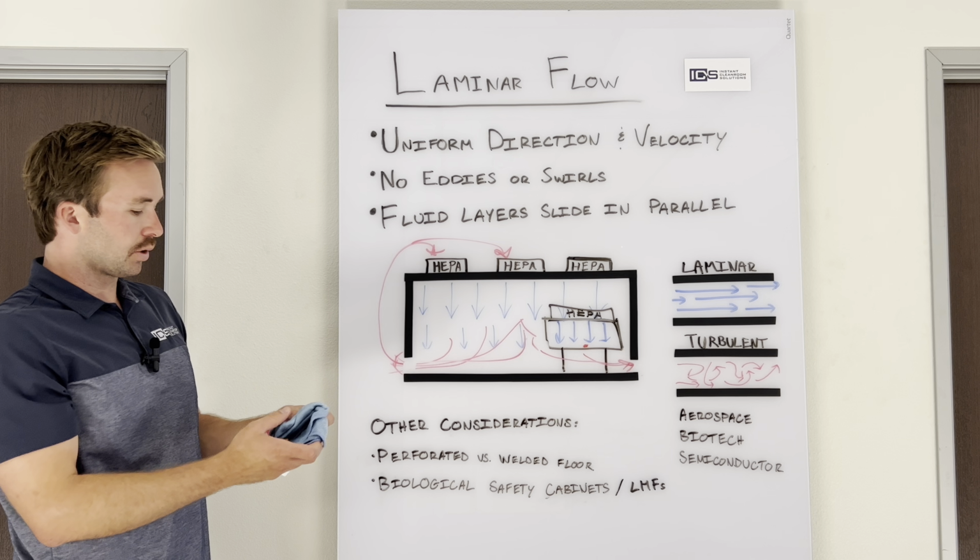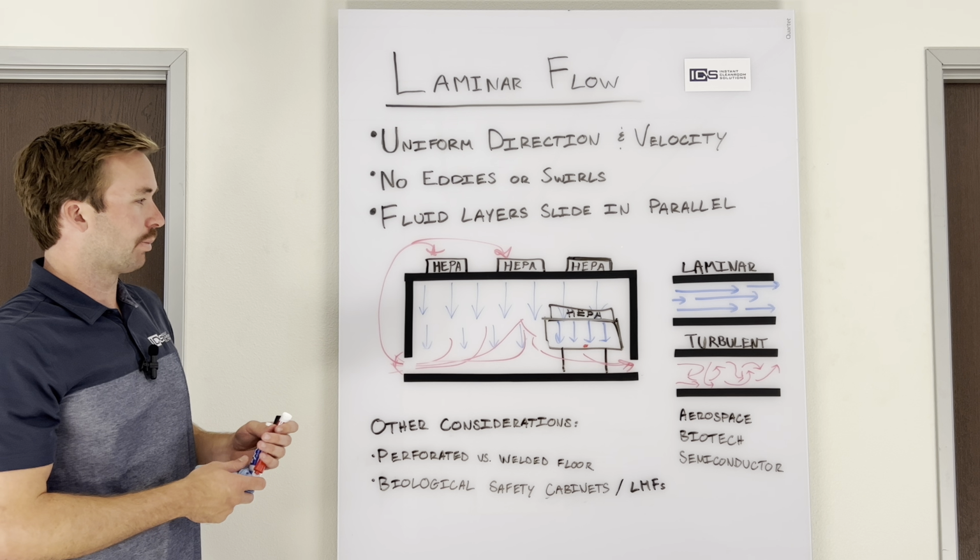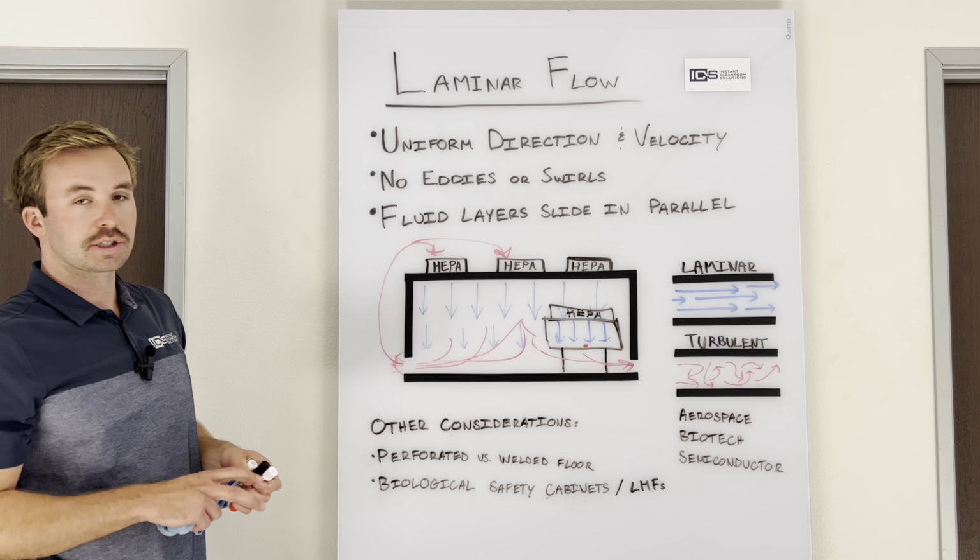There's also horizontal laminar flow, and this is a clean room we built for Lawrence Livermore National Lab when we were working on their National Ignition Facility. So horizontal laminar flow is pretty much what it sounds like. It's when the air flows horizontally rather than vertically. It really depends on the application and what you're going to be doing inside of the clean room.